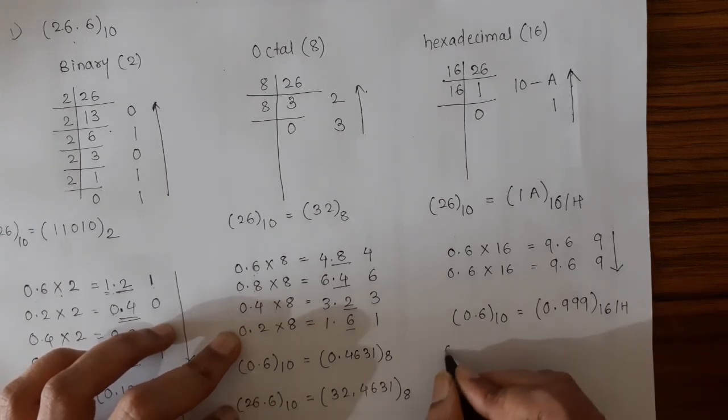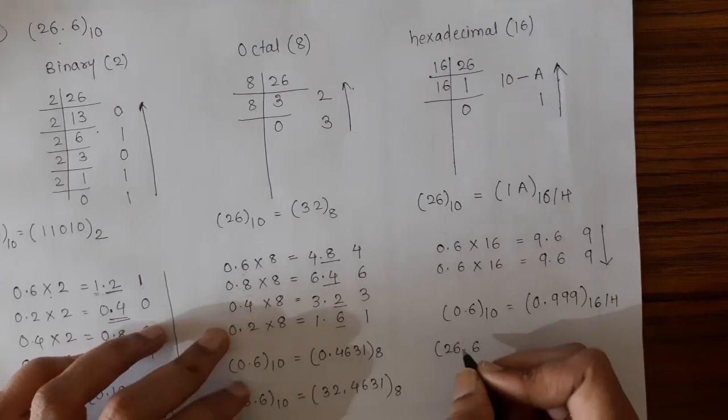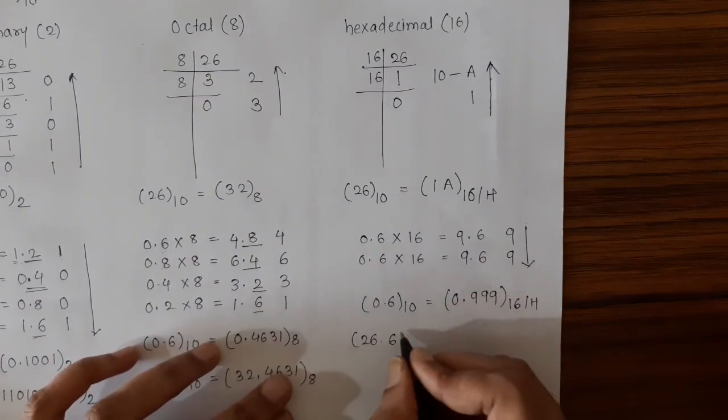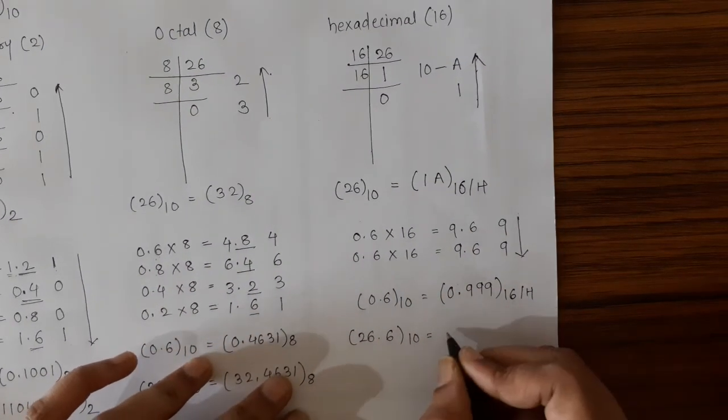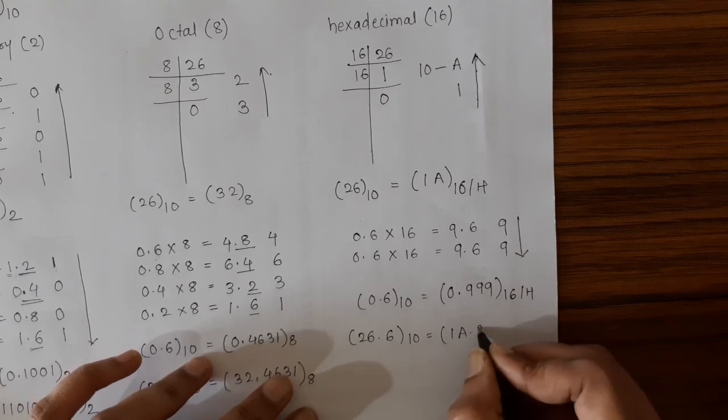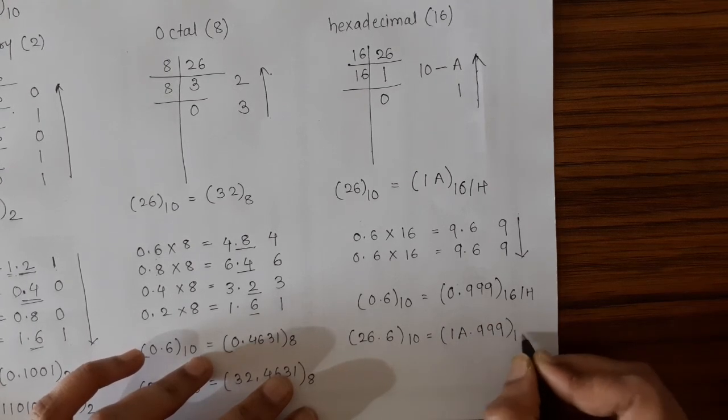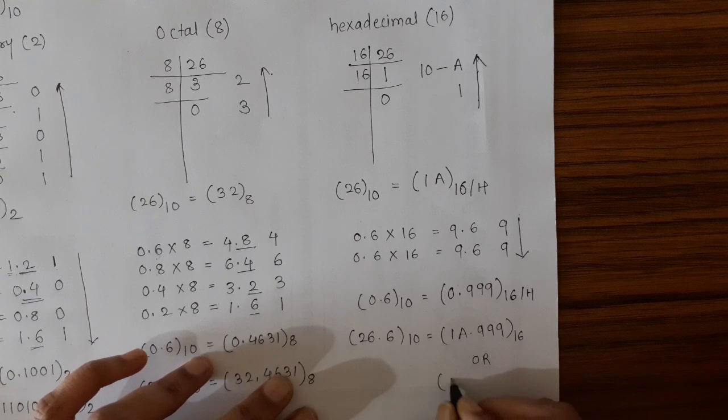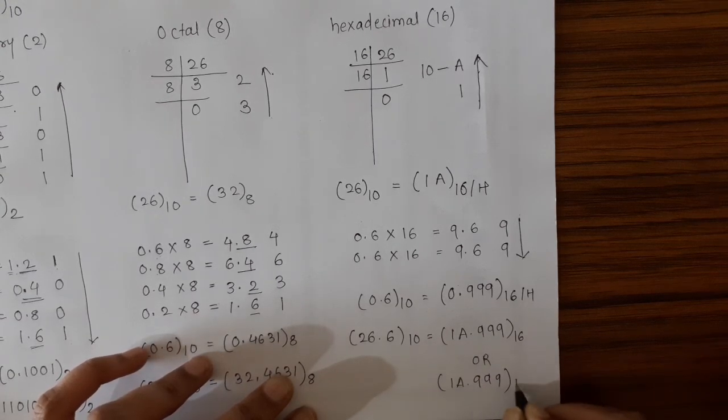So 26.6 base 10 is equivalent to 1A.999 base 16, or 1A.999 in hexadecimal.